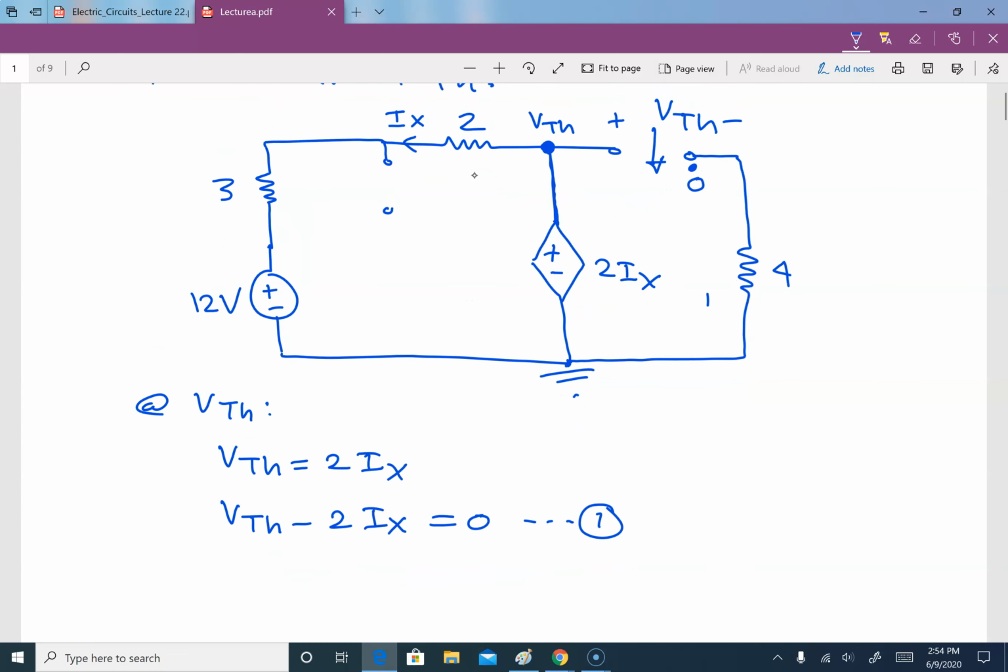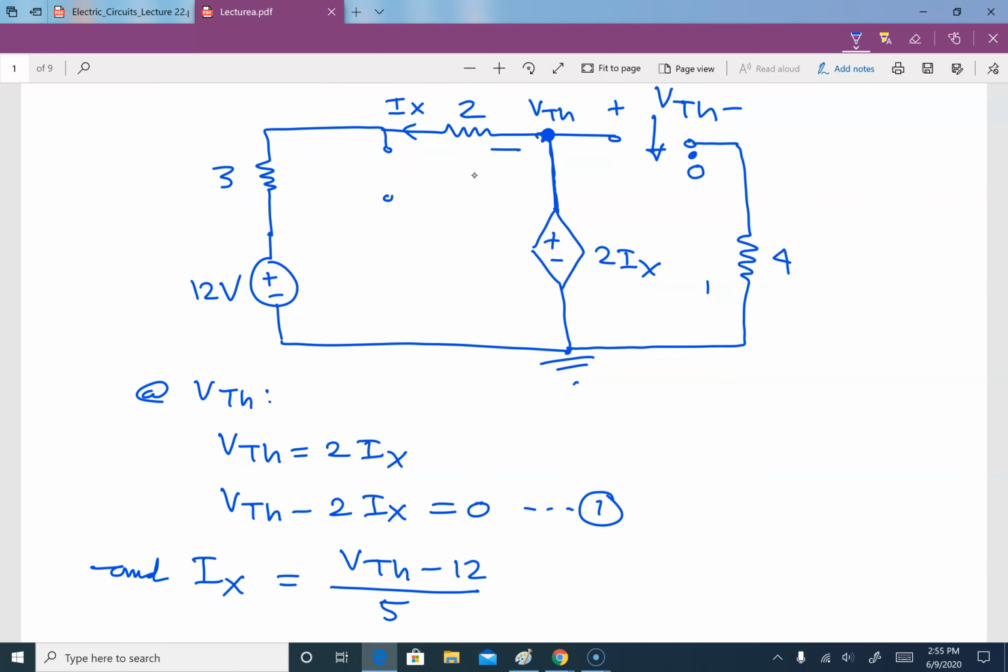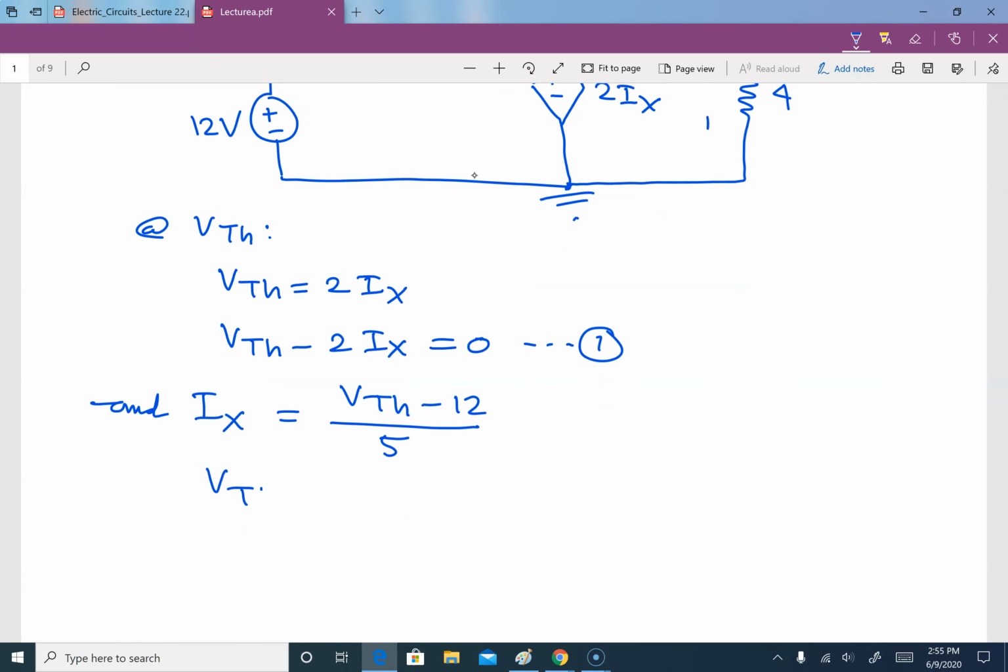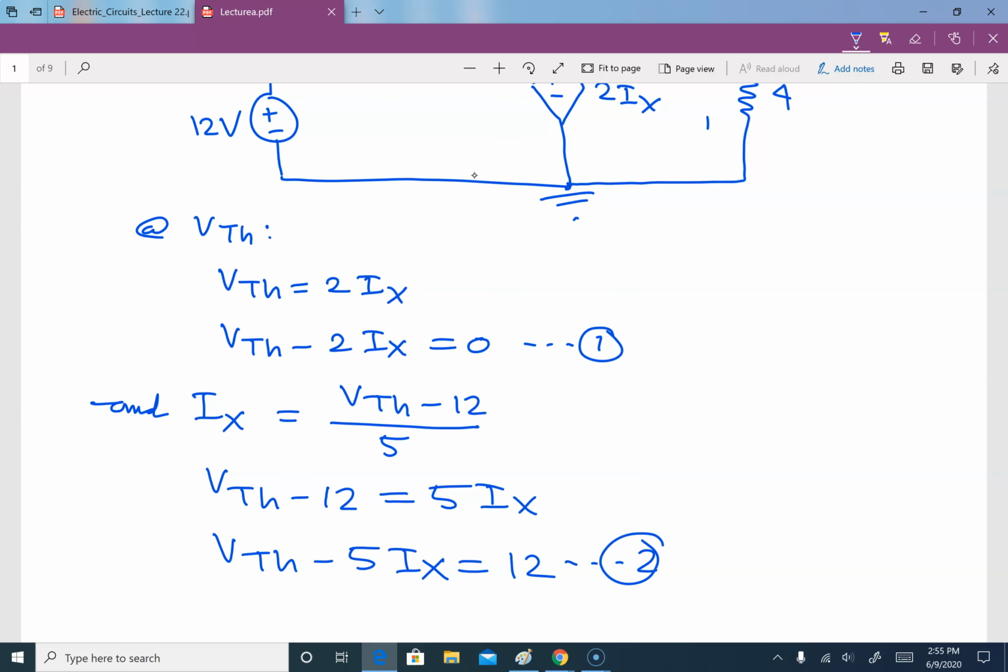And then we have to write an equation for Ix. Ix is equal to what? V-Thevenin minus 12 divided by 5. This is V-Thevenin, and Ix is going this way. V-Thevenin minus 12 divided by the total resistance, that is 5. So V-Thevenin minus 12 is equal to 5Ix. That means V-Thevenin minus 5Ix is equal to 12. And this is our second equation.